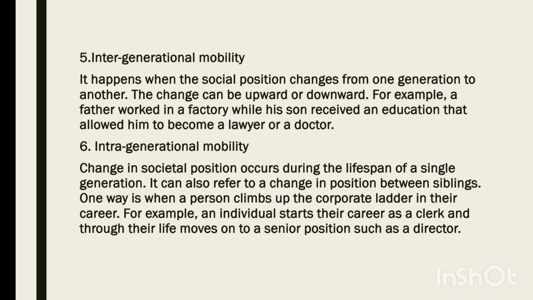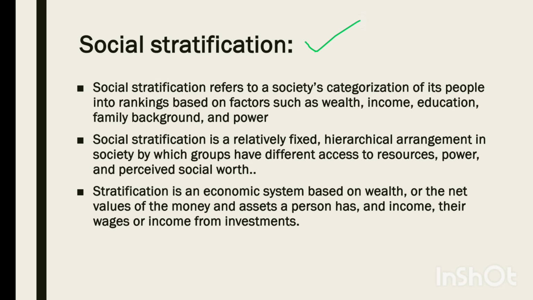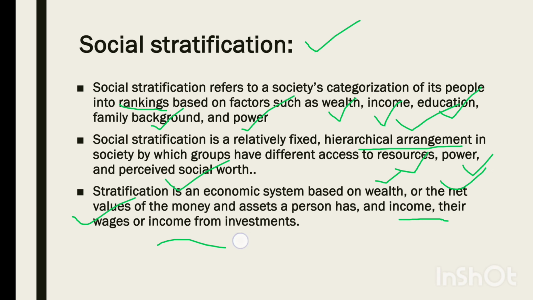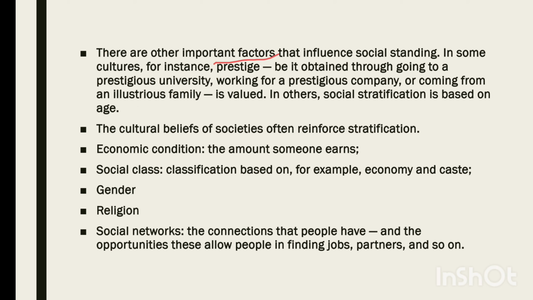Now let us move to the next topic, social stratification. Social stratification is the categorization or ranking of people based on factors such as wealth, income, education, family background and power. It is a hierarchical arrangement in which groups have different access to resources, power and perceived social worth. Economic stratification is based on wealth, net worth, assets of a person, income and their wages or income from investment. There are some other important factors that influence social status.